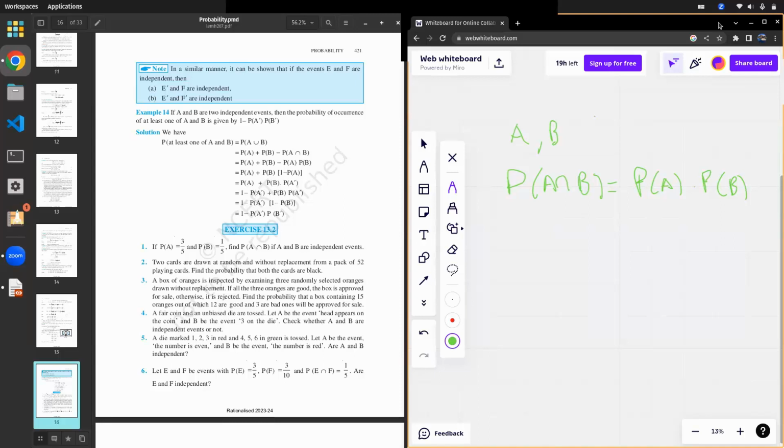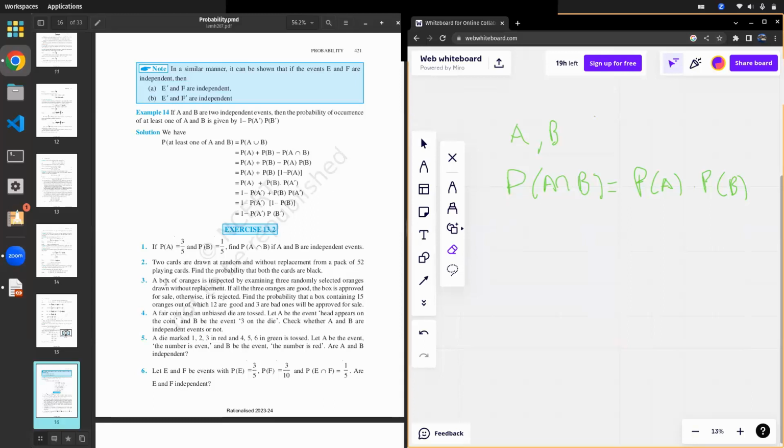So we'll do the problem. The first question: P of A is given as 3 by 5 and P of B is given as 1 by 5. We have to find the probability of A intersection B if A and B are independent. This is a direct formula. We can simply multiply both of them and we will get the answer.